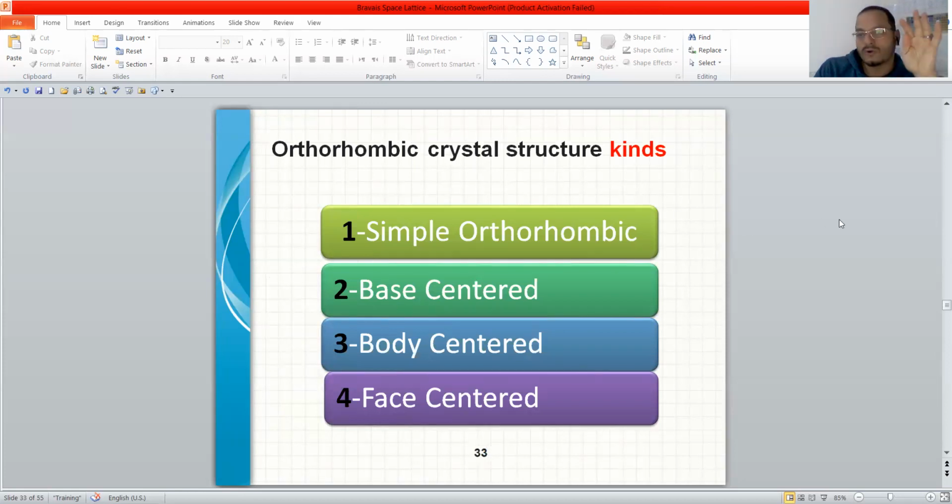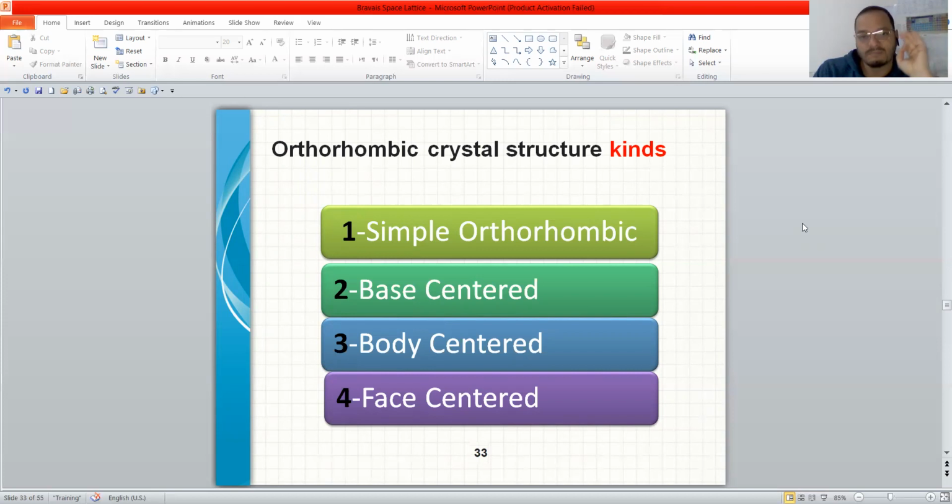Now we have 4. Actually, orthorhombic is the bigger or huge topic in the crystal structure. I'm talking about the orthorhombic, it has more types than the others. It's the only one that has 4 types. The others have 3, or 1, 2, something like that.